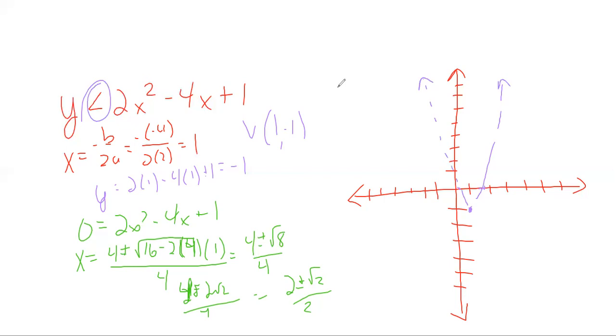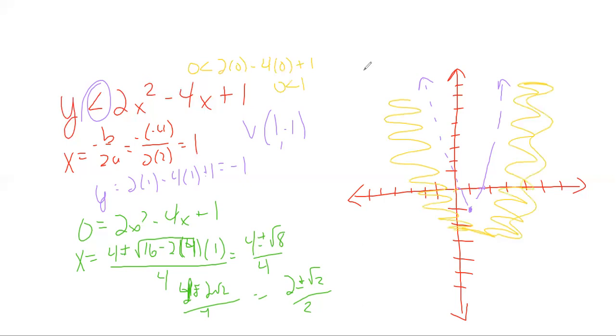I'm going to pick this point right here, 0, 0. It's not on the parabola, so use it. Put it in here. 0 is less than 2 times 0 minus 4 times 0 plus 1. Is 0 less than 1? Yes, it's true. So I shade everything on the outside. There we go. And that's how you do it.